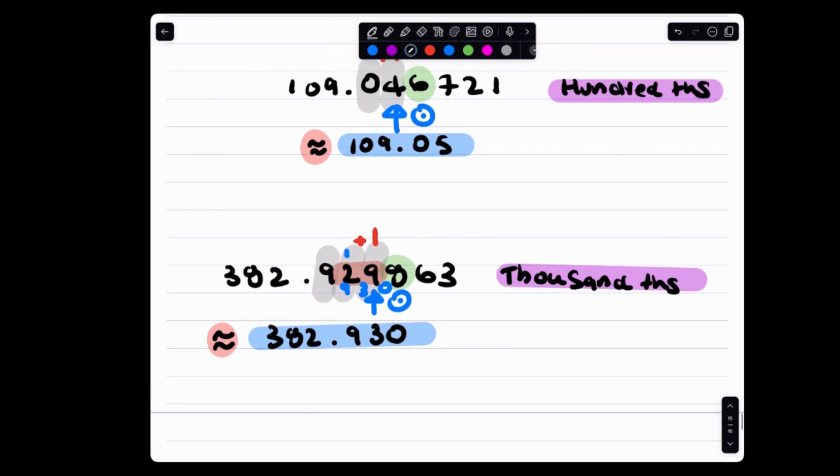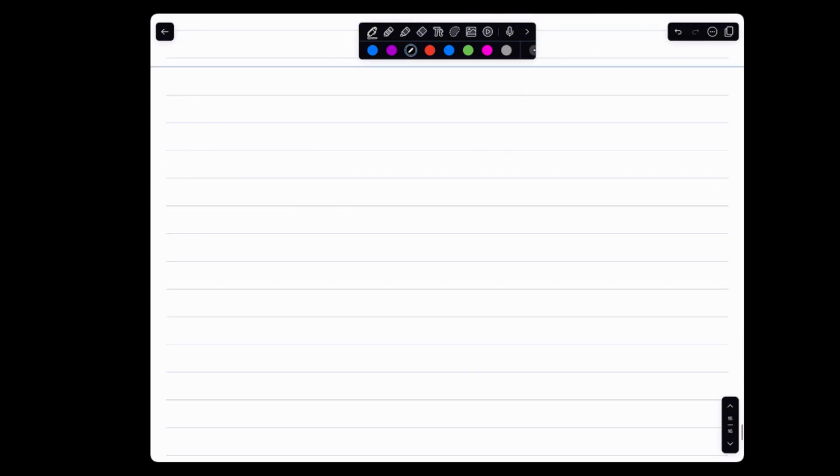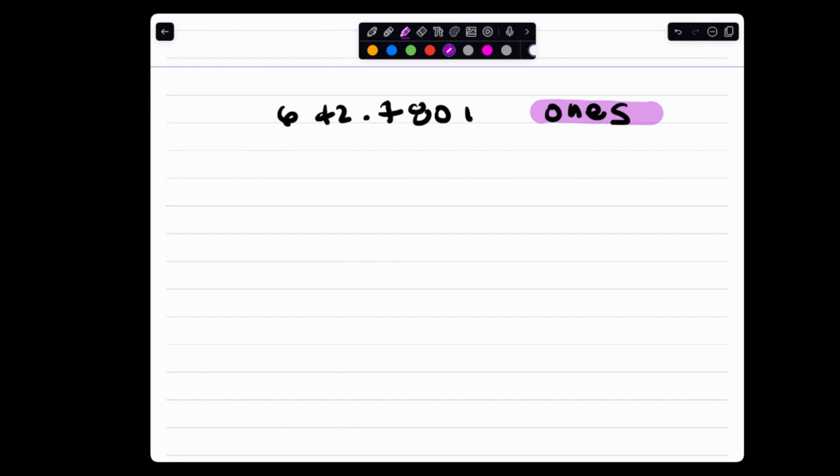Okay, now I'm going to try this out here. How about if we give you 642.73801, and they're going to want you to approximate to the ones position. So you approximate now to the what? To the ones position. So if I approximate to the ones position, where is the ones position? Do you guys know?